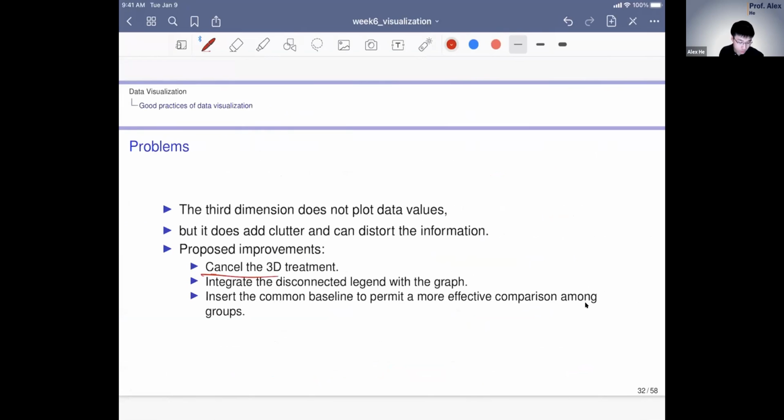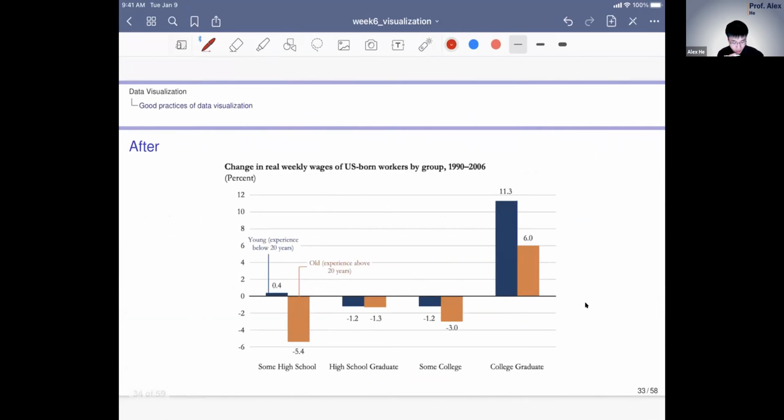So first you should drop the 3D and also put the legend back into the graph, and also allow more effective comparison. Let's see what the after figure looks like. So now you still have these 4 groups, and it's in different colors. And I'm only labeling in the first group that this blue bar right here is the young with less than 20 years of experience. And then the other orange bar is the old with more than 20 years of experience.